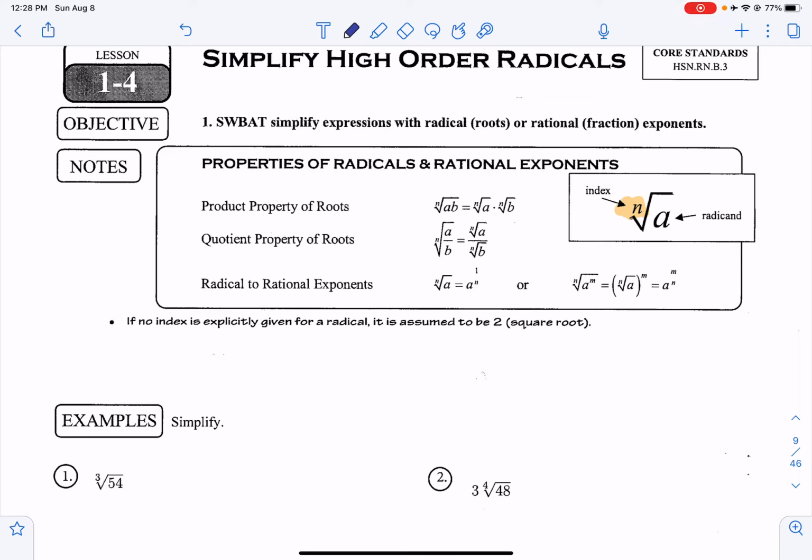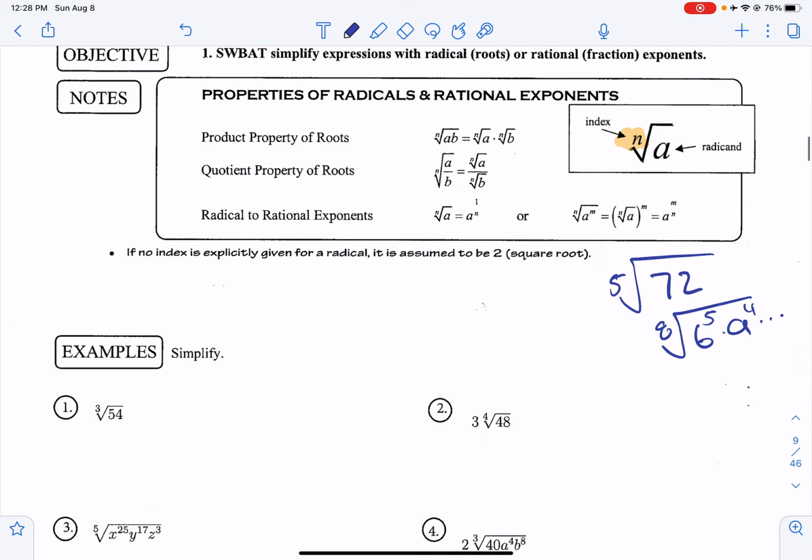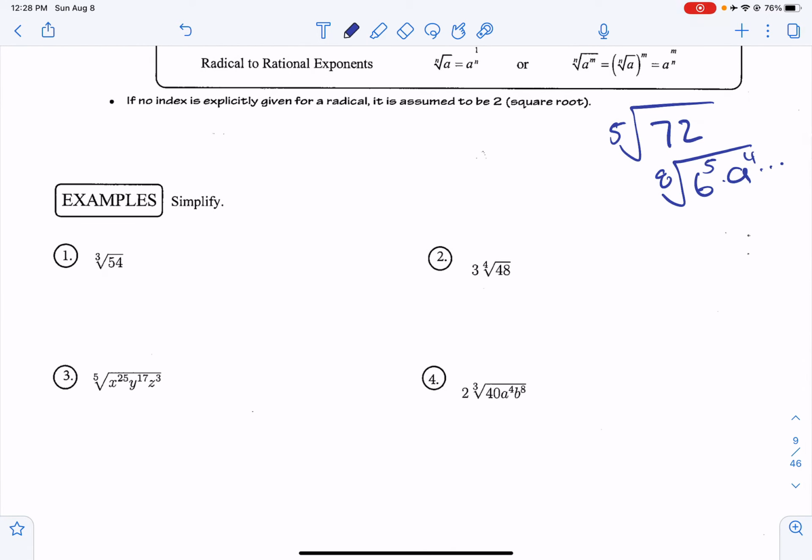So we're going to do things like the 5th root of 72 or the 8th root of 6 to the 5th times, I don't know, a to the 4th, and so on. All we know is that that index is going to be bigger than 2 on all of the problems today, which, again, you've already done. You've practiced this. I'm going to point out a couple shortcuts today that might help this speed up a little bit for some of you when we get down to numbers 3 and 4.